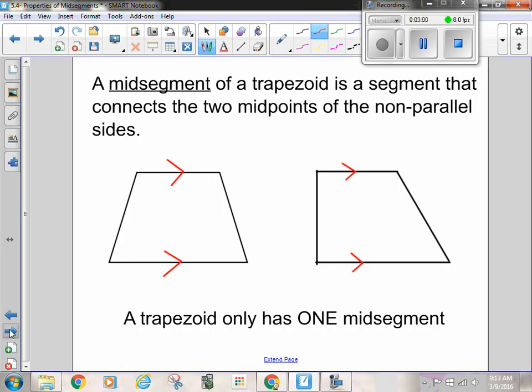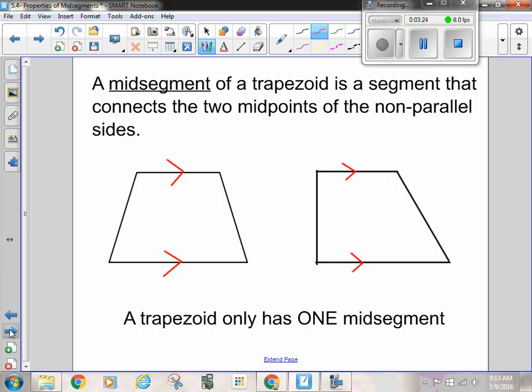Let's talk about midsegments of a trapezoid. A midsegment of a trapezoid is a segment that connects the midpoints of the non-parallel sides. Now remember, we have a couple types of trapezoids we can be looking at. I can look at isosceles trapezoids, which are on the left, where my two legs are congruent, or we have just regular trapezoids on the right, where my two non-parallel sides are not congruent.